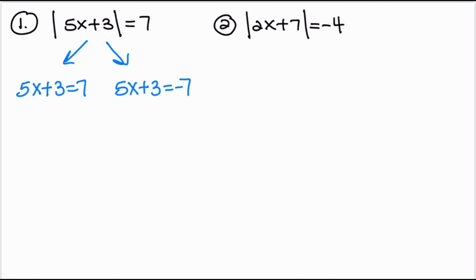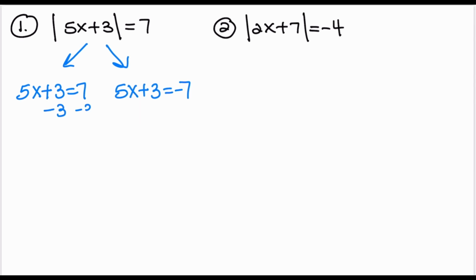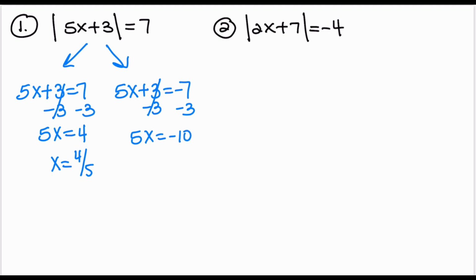So now I solve. I subtract 3 from both sides. I get 5x is equal to 4. Divide by 5, x equals 4/5. In the second part, if I subtract 3, I get 5x is equal to -10. And if I divide by 5, I get x is equal to -2.